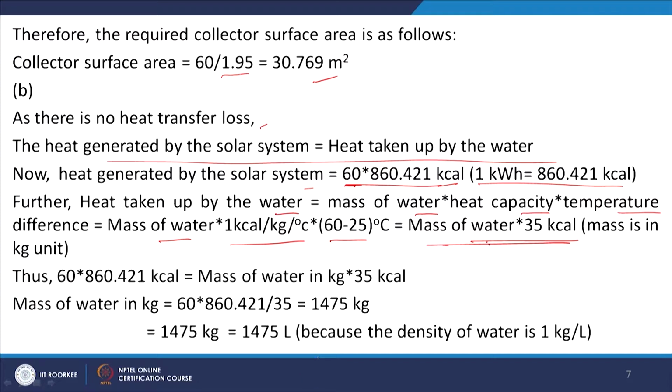So, this energy and this energy will be same. So, 16 to 860.421 kilocalorie is equal to mass of water in kg into 35 kilocalorie. So, same unit we are having. So, mass of water in kg is equal to 60 into 860.421 divided by 35, that is 1475 kg. Now, the density of water is 1 kg per liter. So, that will be 1475 liter also. So, 1475 liter of the storage tank it should have.